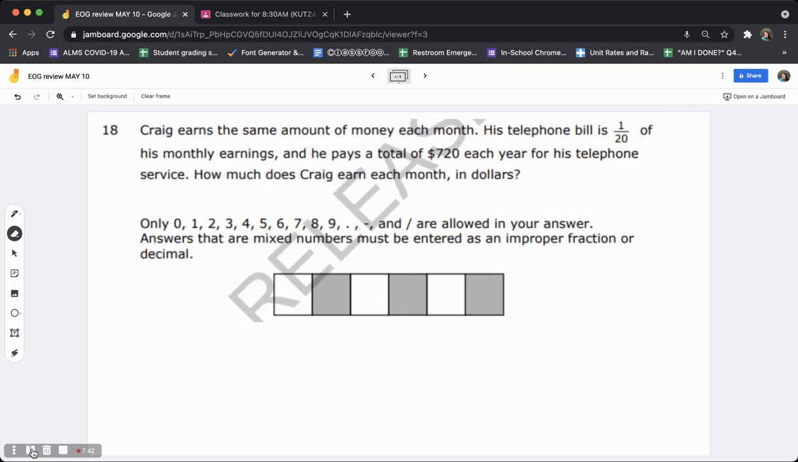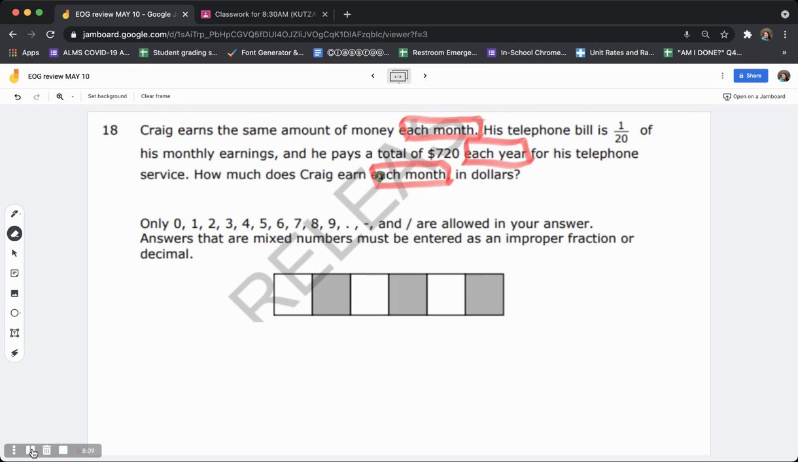Our next problem says Craig earns the same amount of money each month. His telephone bill is 1/20th of his monthly earnings, and he pays a total of $720 each year for his telephone service. How much does Craig earn each month in dollars? When I look at this problem, I notice that this says each month, but then this says each year, and then we want our answer in terms of months.